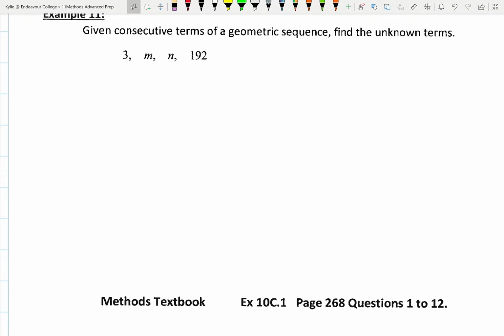Okay, example 11 is asking us to find consecutive terms of a geometric sequence when two of them are unknown. Now, we know that geometric sequences involve a common ratio, so the temptation might be to go, I start with the last term and divide by its previous one, then I use the previous term and divide by its previous one, and so on. I hope you recognise that that's going to get pretty ugly pretty quickly. We don't actually want to do that because we don't have enough information to solve that very nicely.